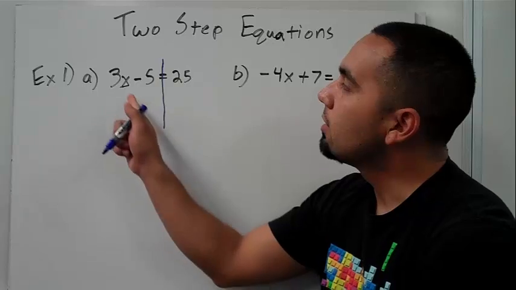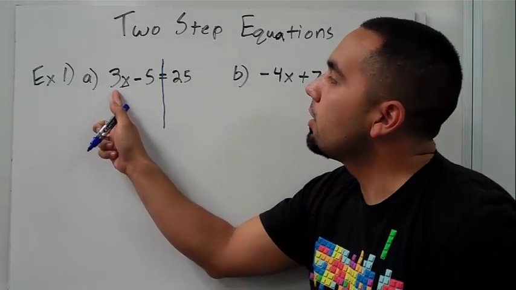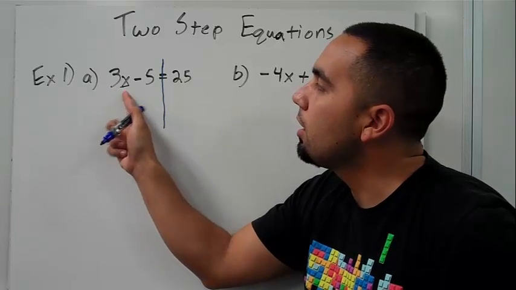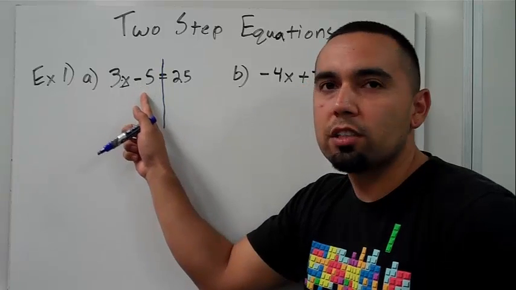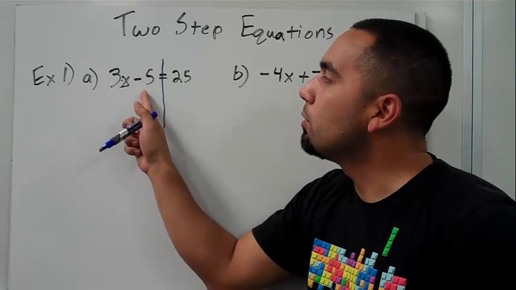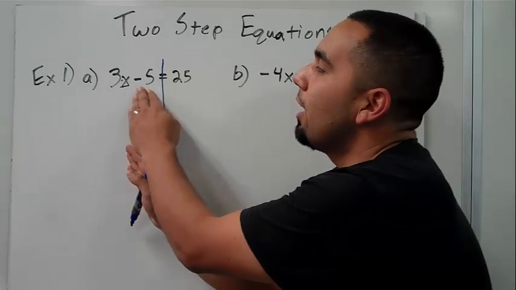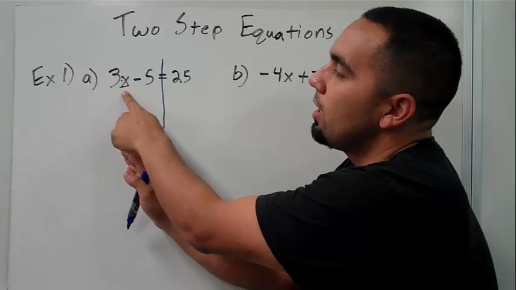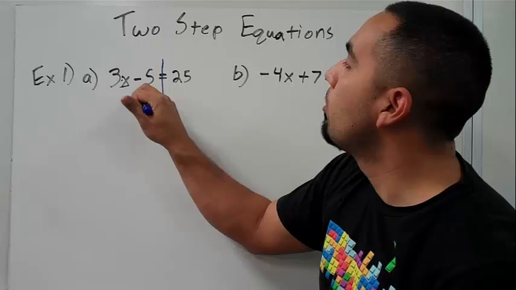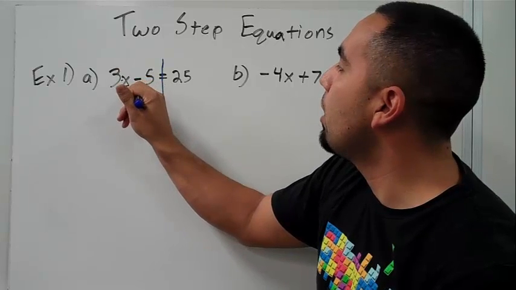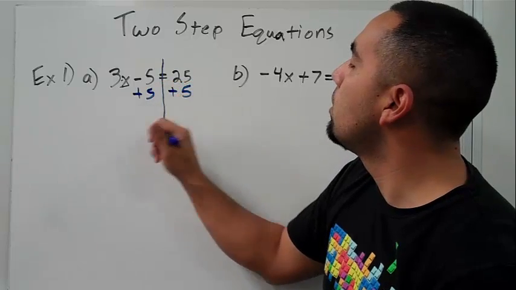I need to look at it and see what is being done to it, okay? And I can see that 3 is being multiplied to it, but there's also this minus 5, okay? Whenever I'm trying to solve these equations, I need to look at the term that's not attached to it. So here this 3 is attached to it by multiplication, but I also have this other term, negative 5. So I'm going to add 5 to both sides. And again, if I do it to one, I do it to the other.